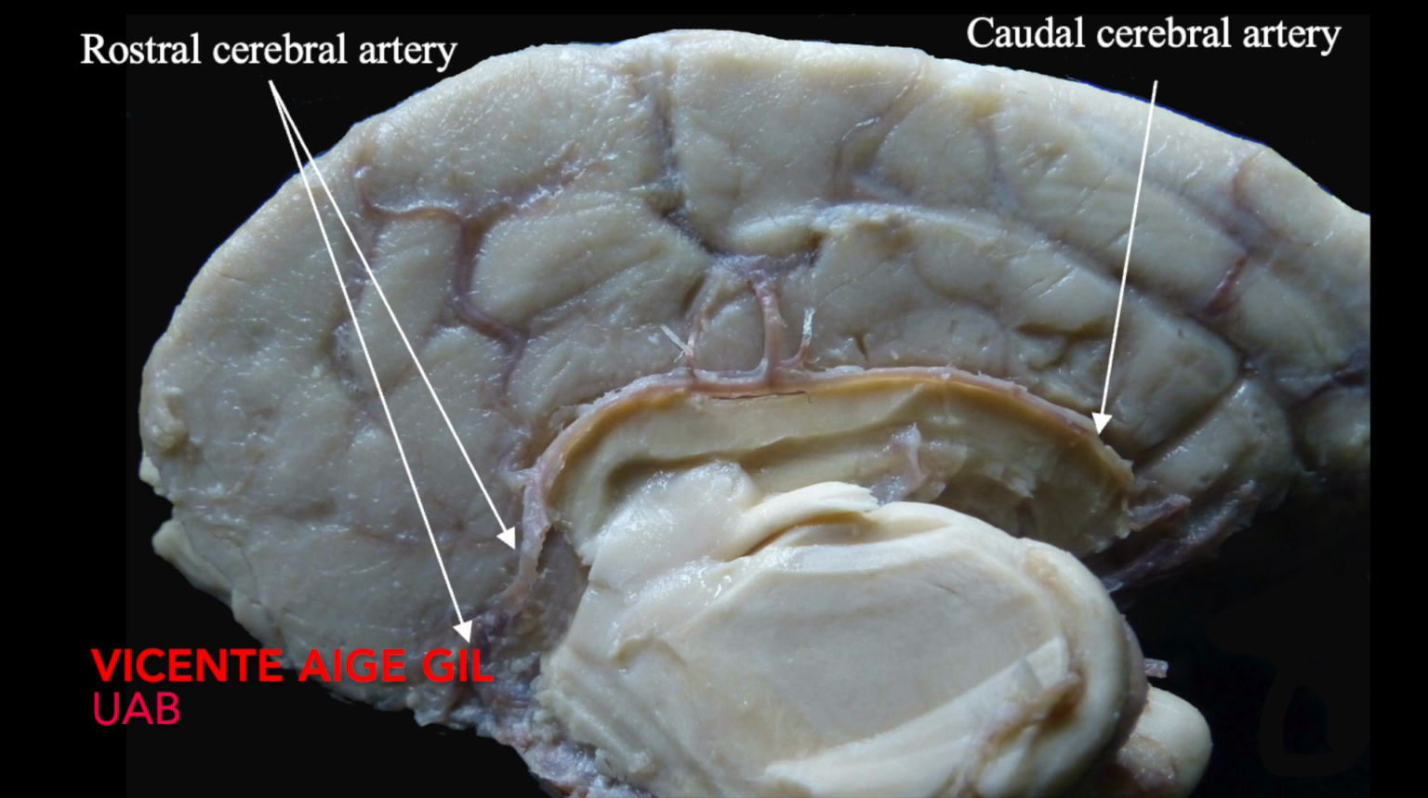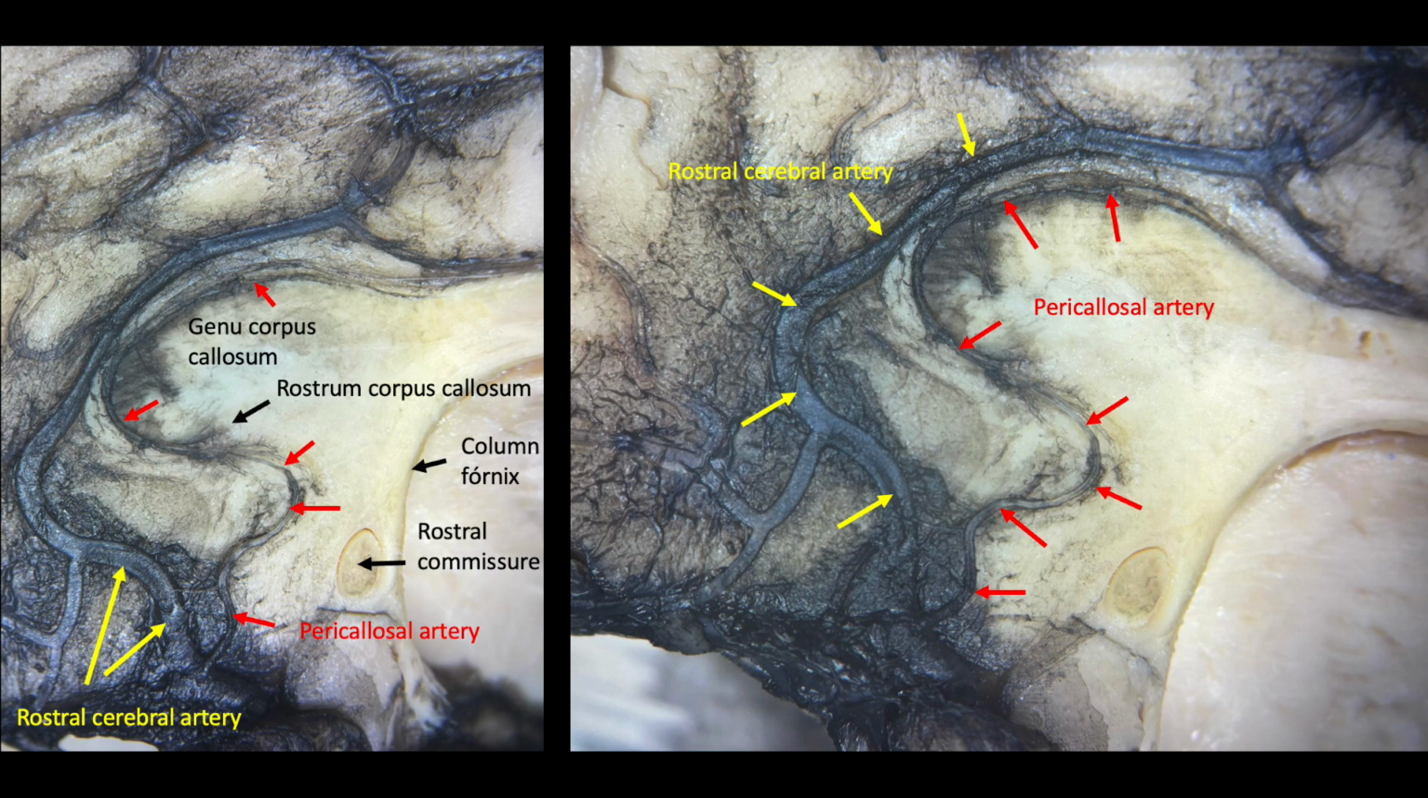Notice a dorsal branch from this artery to vascularize the cingulate gyrus. Notice the pericallosal artery branching off from the rostral cerebral artery and running between the para-olfactory gyrus and the telencephalic septum, and then ventral to the rostrum of the corpus callosum. It continues on the periphery of the genu of the corpus callosum.